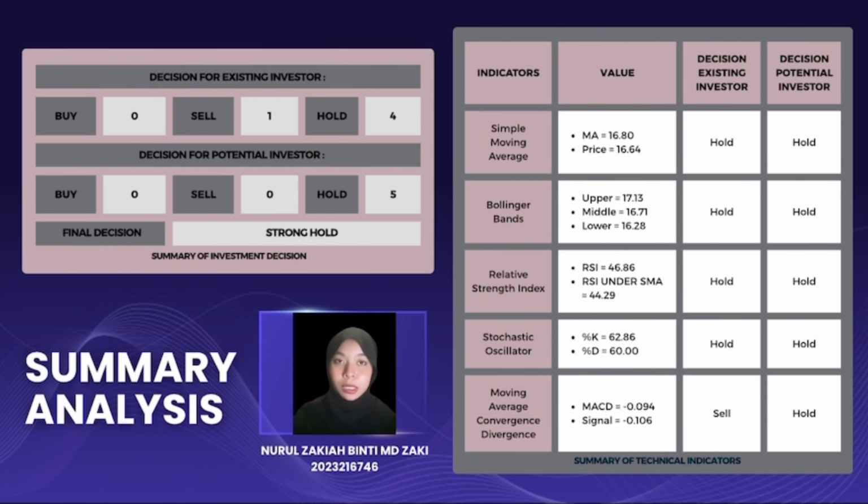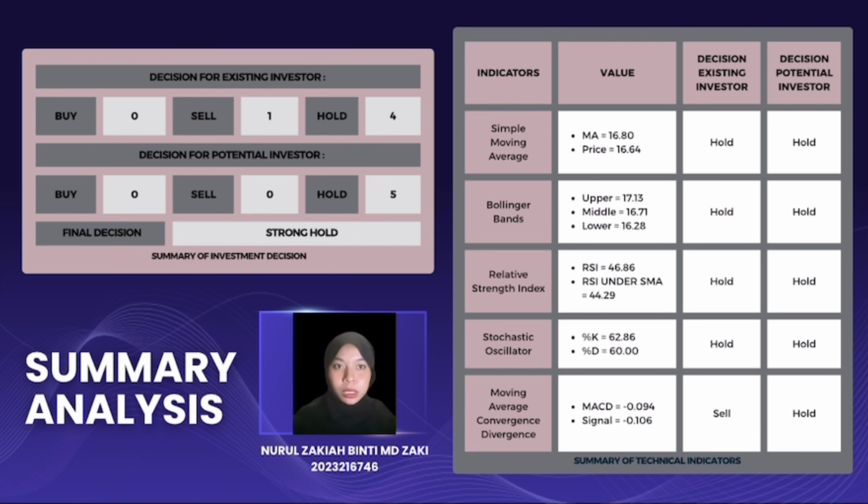For the summary analysis, Hong Leong Financial Group Berhad shows a downtrend movement with a bearish signal appearing in one of the five indicators. On 13 June 2025, to conclude, there are 0 buy signals and 1 sell signal, and 4 hold signals for the existing investor. Meanwhile, for the potential investor, there are 0 buy signals, 0 sell signals, and 5 hold signals.